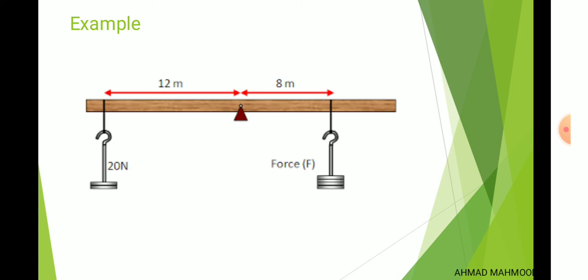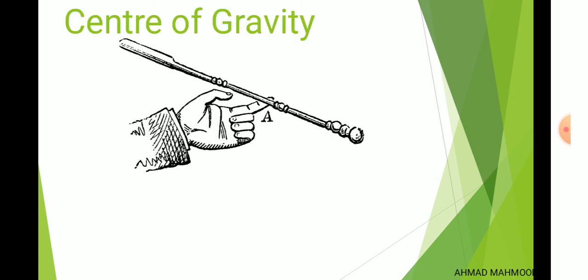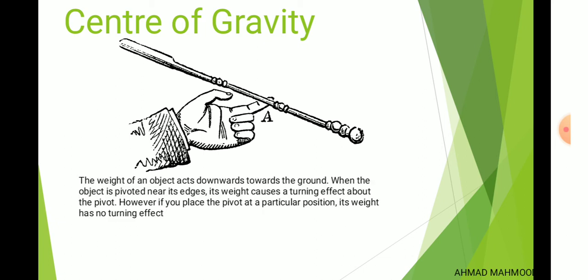Okay, let's move to the next topic, which is center of gravity. The weight of an object acts downwards towards the ground. We know that when the object is pivoted near its edges, its weight causes a turning effect about the pivot. However, if you place a pivot at a particular position, its weight has no turning effect.